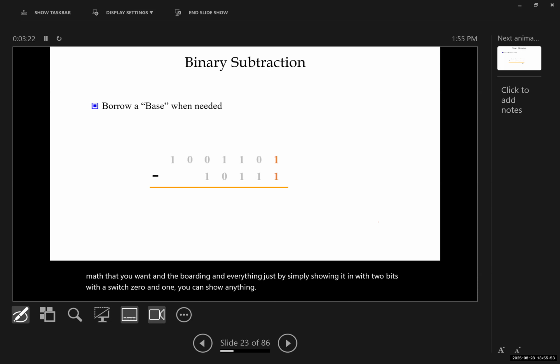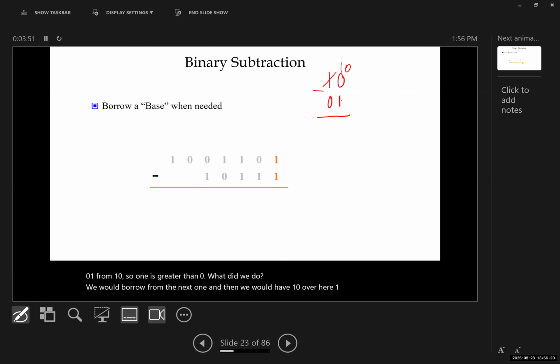Now, binary subtraction. For the binary subtraction, it's the same principle that we have for decimal subtraction. What happened when you wanted to, for example, subtract 01 from 10? So 1 is greater than 0. What did we do? We would borrow from the next one. And then we would have 10 over here. 10 is 2. Minus 1 gives us what? 1. And then I have 0 here. 0 minus 0 gives us 0.